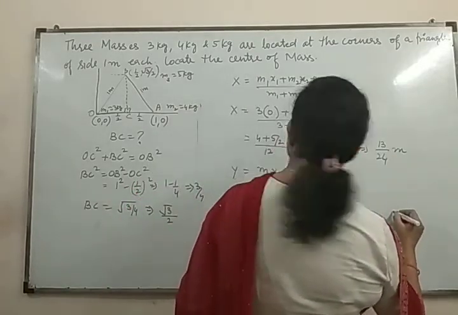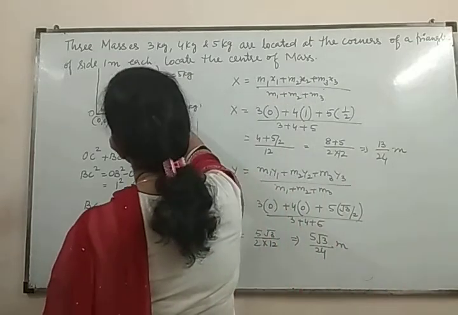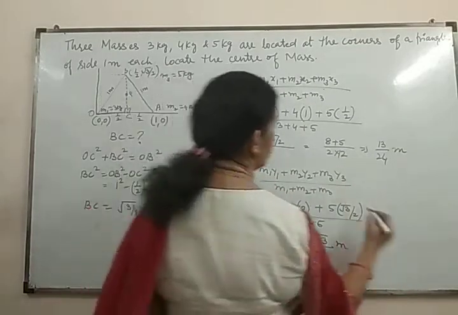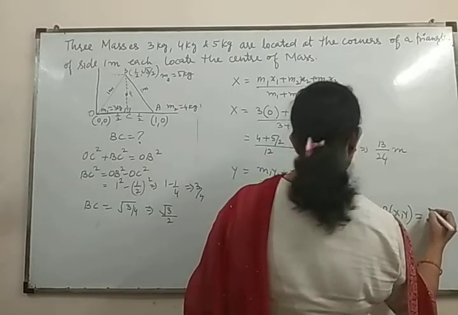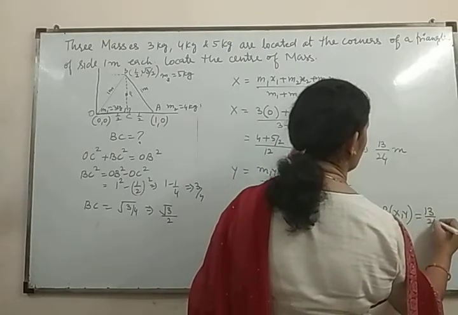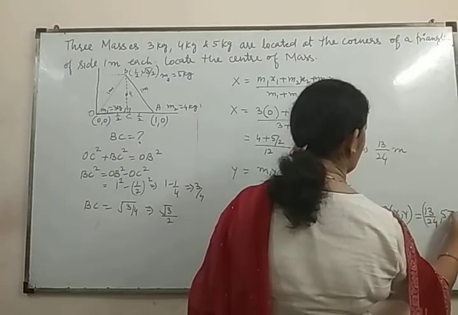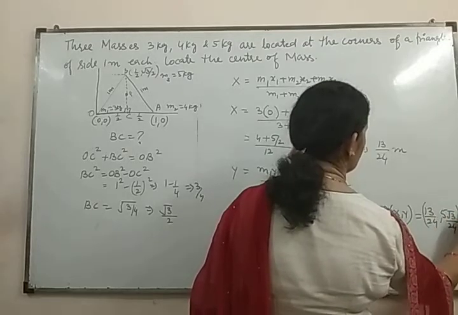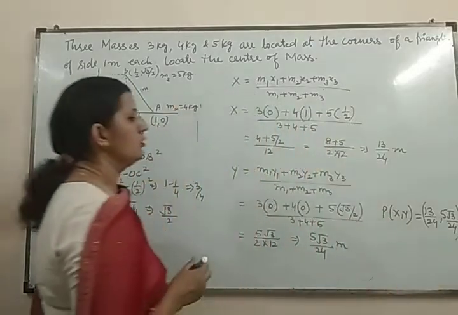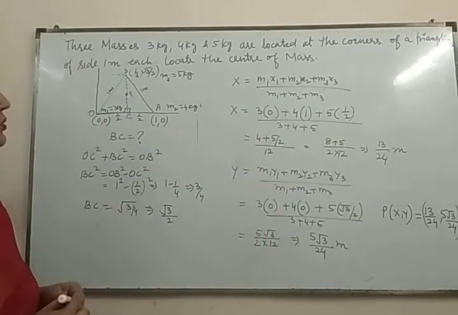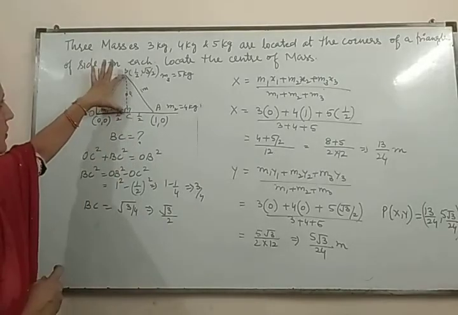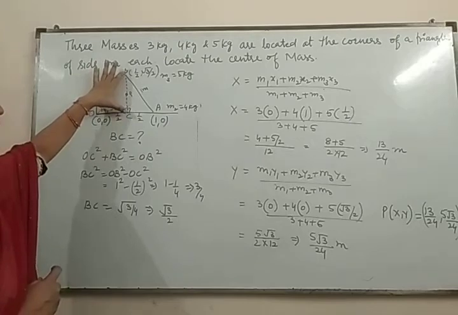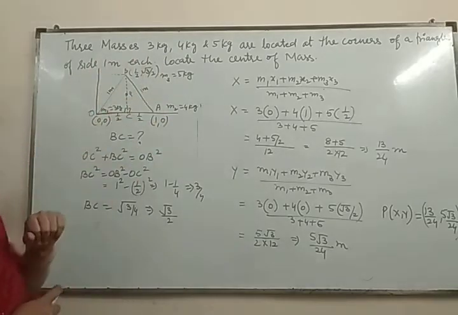So the coordinates of the center, suppose the center of mass is lying here. This is point P. So the center of mass P, x, y, the values are 13 by 24 and 5 root 3 by 24 meters. I think this is all clear to you. Note down every step and understand all the points. The main point is you have to find this height for the y coordinate. Okay, note all the points.